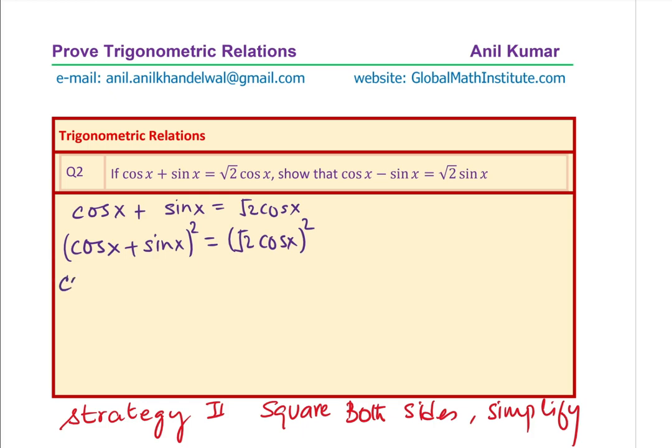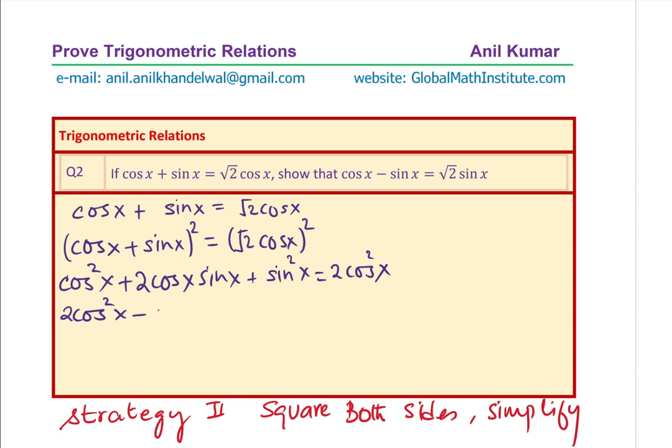Now here we get cos square x plus 2 cos x sin x plus sin square x, which is 2 times cos square x. Now from here, how do we get cos x minus sin x? That is what we have to think about. Okay, so we can take these terms to the right hand side. So we get 2 cos square x minus cos square x, plus sin square x, and we are left with 2 sin x cos x.